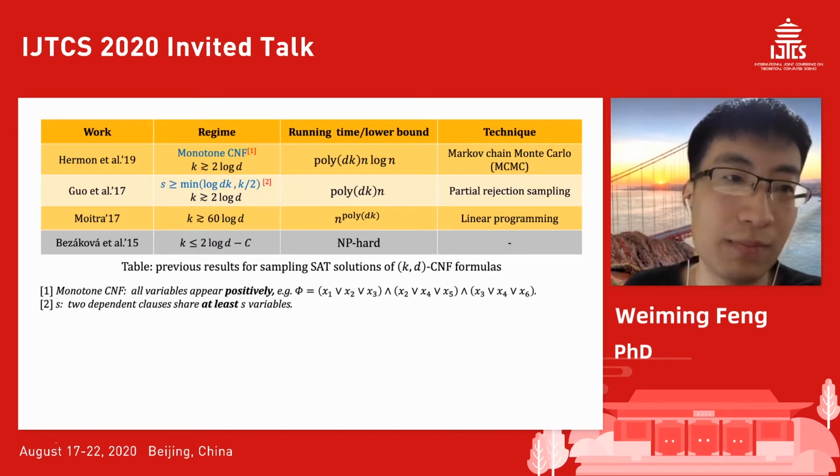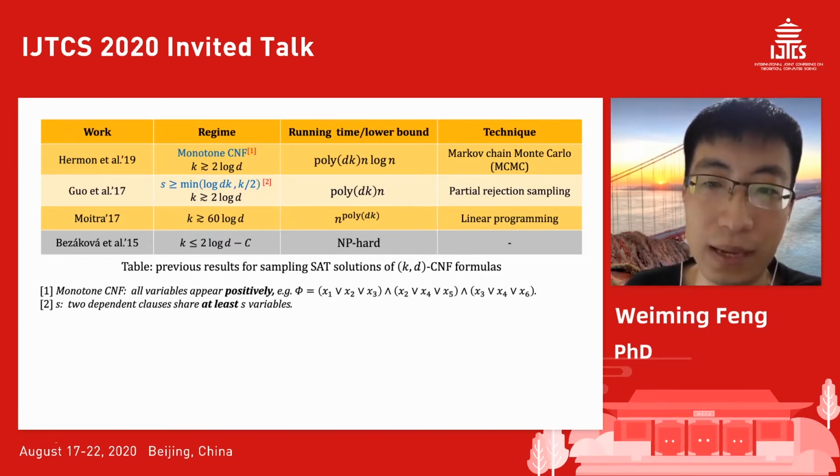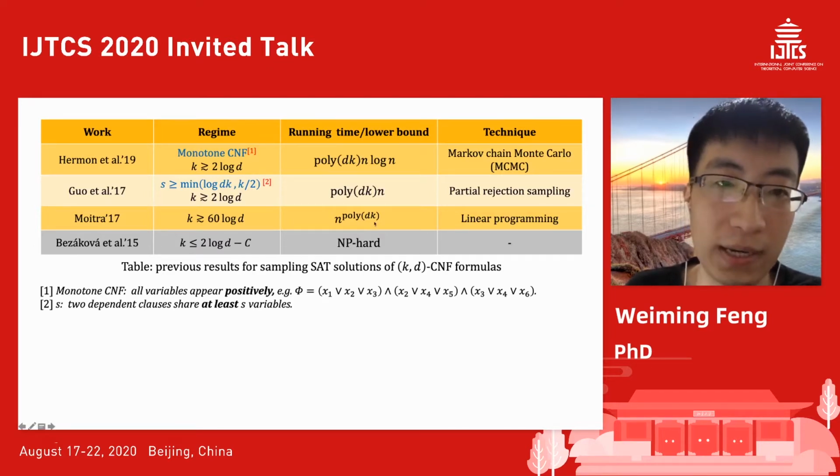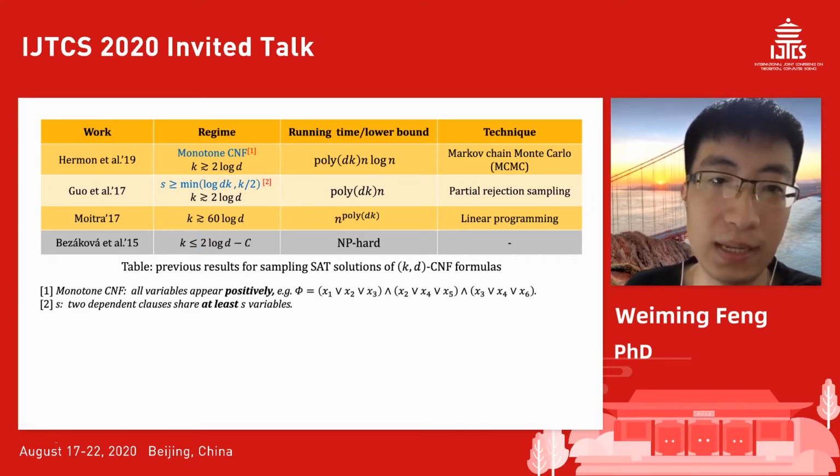Moitra made an important breakthrough in this research line. He gave a new algorithm based on linear programming. The algorithm is quite different from the traditional sampling techniques. His algorithm runs in time n to the poly(d,k). So to have a polynomial time algorithm, it still requires d and k to be constants.